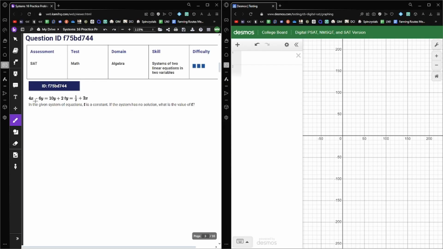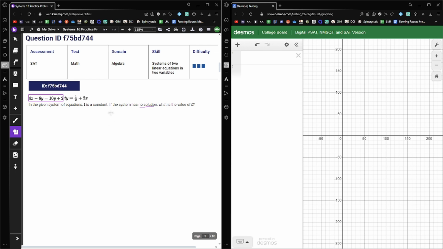Question number 3. In the given system of equations, t is a constant. If the system has no solution, what is the value of t? I'm so sorry again, I did not realize that. I feel like all of these are going to be horribly formatted, but on the real SAT, it won't look like this, just so y'all know, it'll be on top of each other. Okay, from here to there, that is the first equation, and this is our second equation.